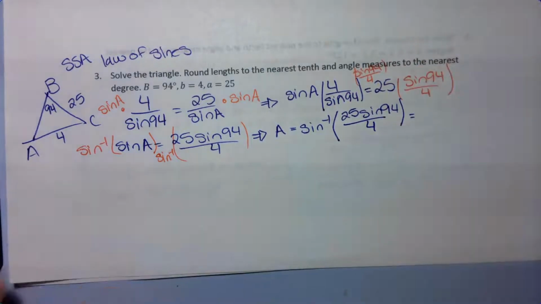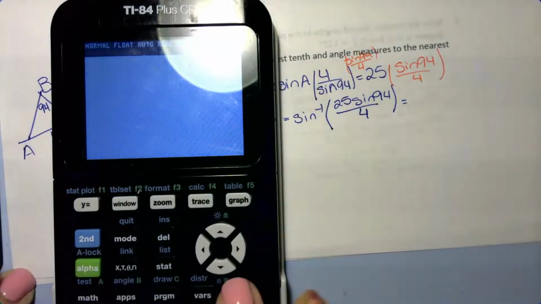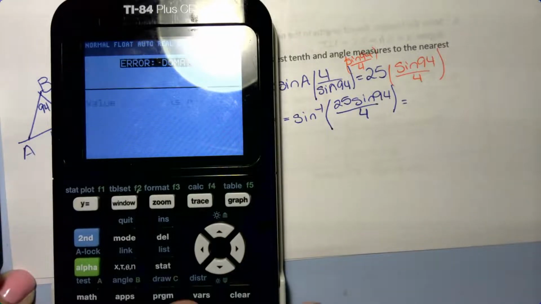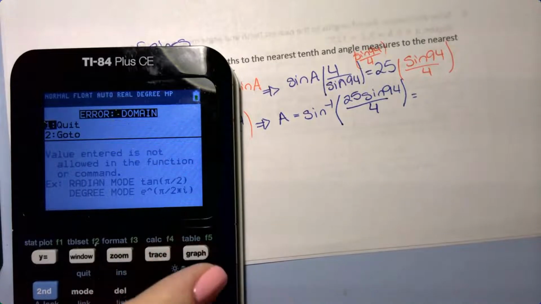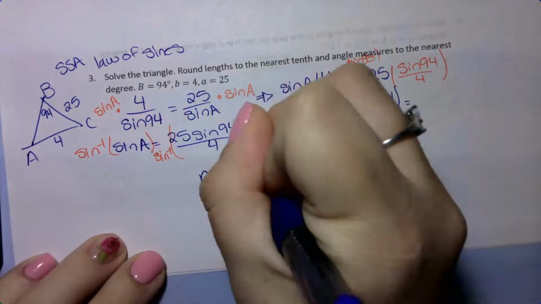So then I just need to go ahead and type this into the calculator. So I'm going to go second sine to get this with the inverse, and then I'm going to type that in. 25 sine of 94, close off the parentheses, divided by 4, close off the giant parentheses. This one gives me an error. It says domain. That one means there is no possible triangle. So my answer here is no triangle.